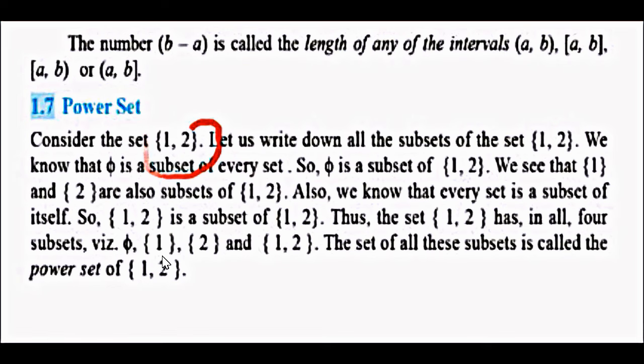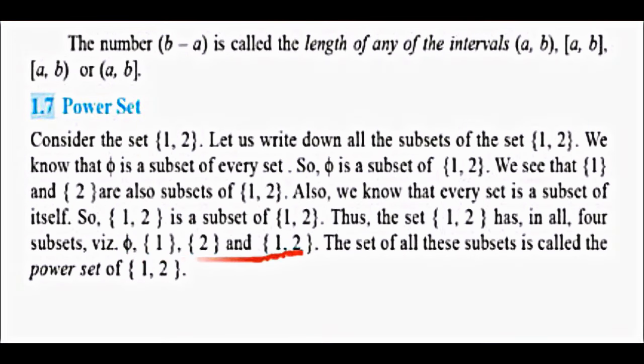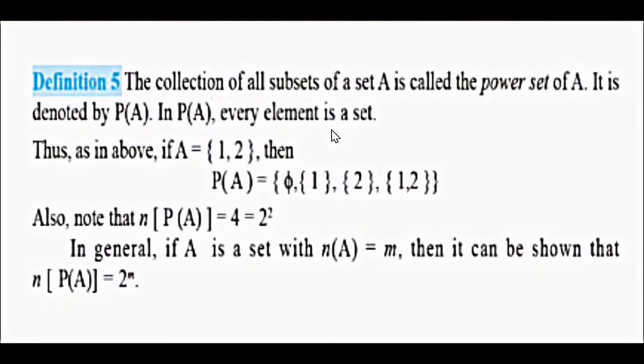So how many of these are there? 4. We say these are the power set of {1, 2}. Let us formalize it now and say that the collection of all the subsets of set A is the power set of A, which is denoted by capital P, and in the bracket the name of the set, P(A). So in P(A) every element is by itself a set. So if A is equal to {1, 2} and you want to find the power set P(A), then this is a set and all the elements inside it are again sets. So the collection of subsets of a main set is the power set.